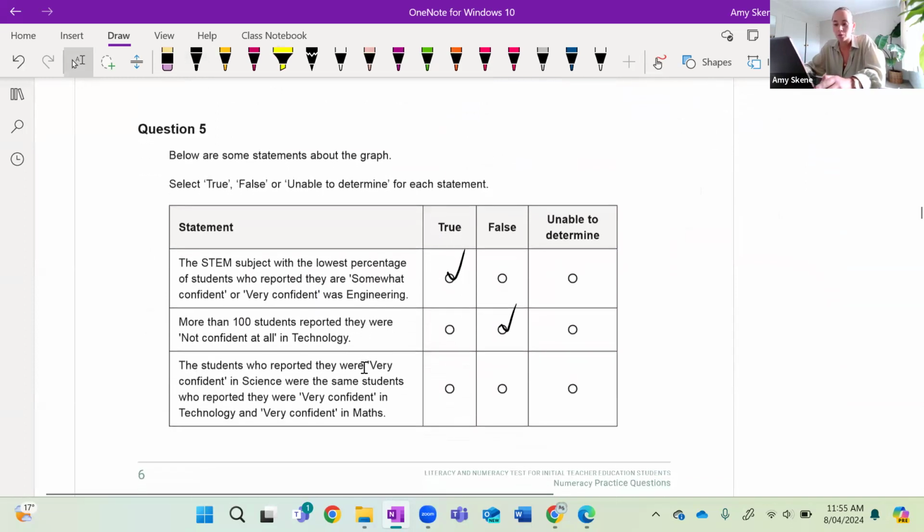The students who reported they were very confident in science were the same students who reported they were very confident in technology and very confident in maths.